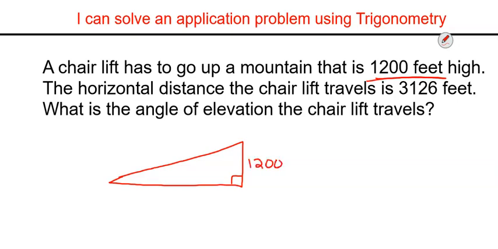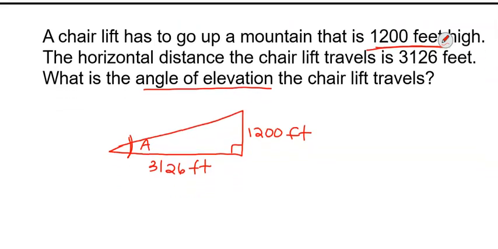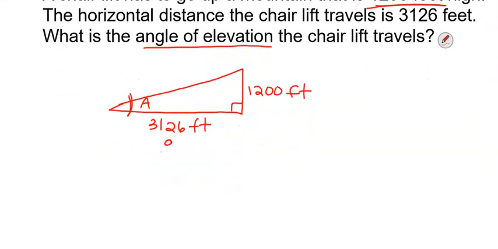So right now we have this chairlift going up a mountain that's 1,200 feet high. If I see the word high, I'm probably going to use a vertical length there. It says the horizontal distance is 3,126 feet. And then it looks like they're looking for the angle of elevation. Well, that's easy. Angle of elevation is always from the ground up there. So we can just call that angle A. And then to do this one, looks like we have the adjacent side and the opposite side. So we're going to use tangent.